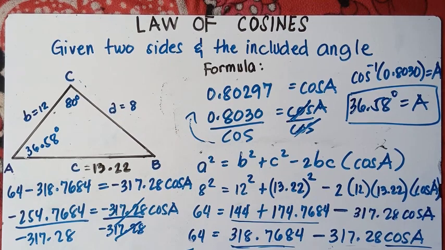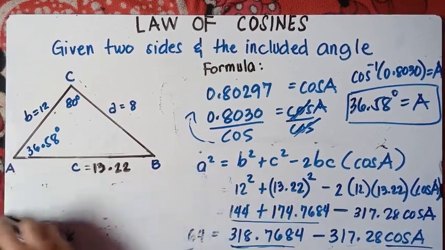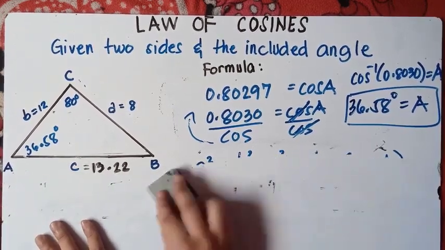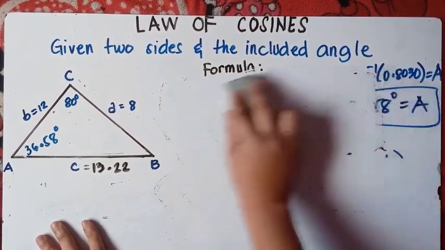You find A. Last is we need to find B. So pause the video so you can really understand the law of cosines on how to get angle A by using this equation. Let me erase this one and find angle B. So let's find angle B.